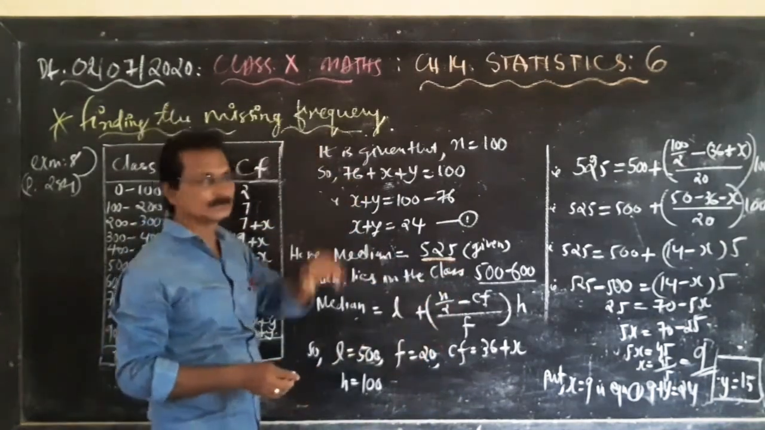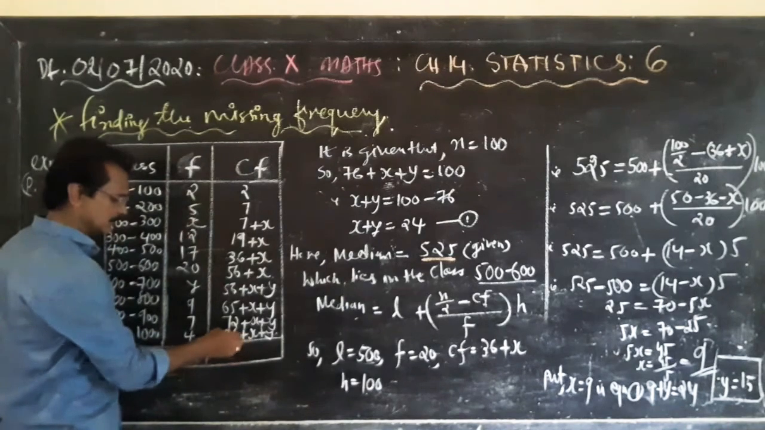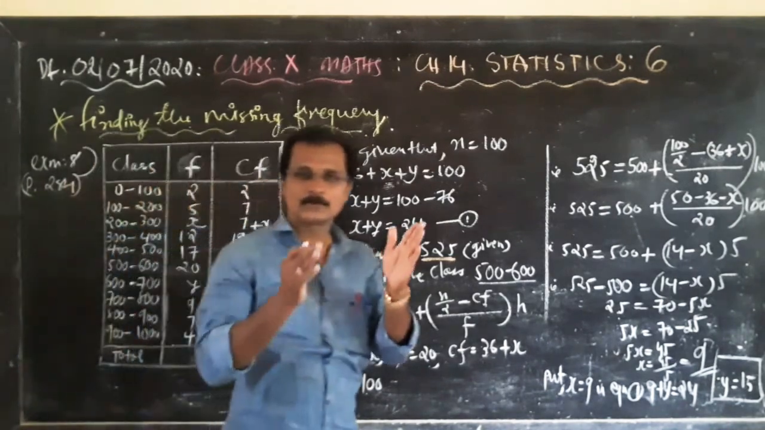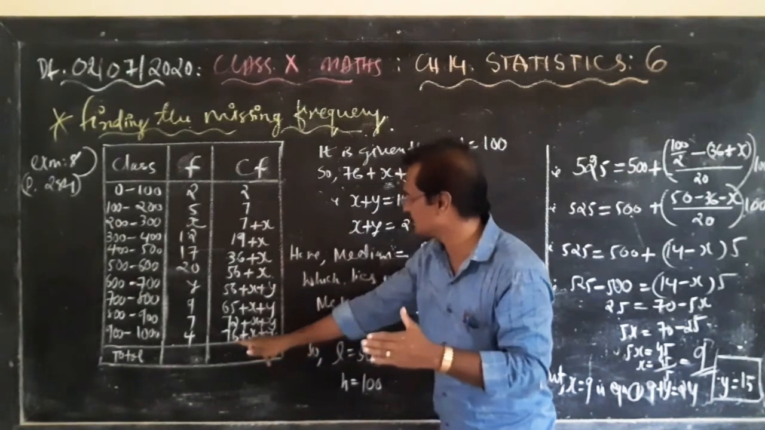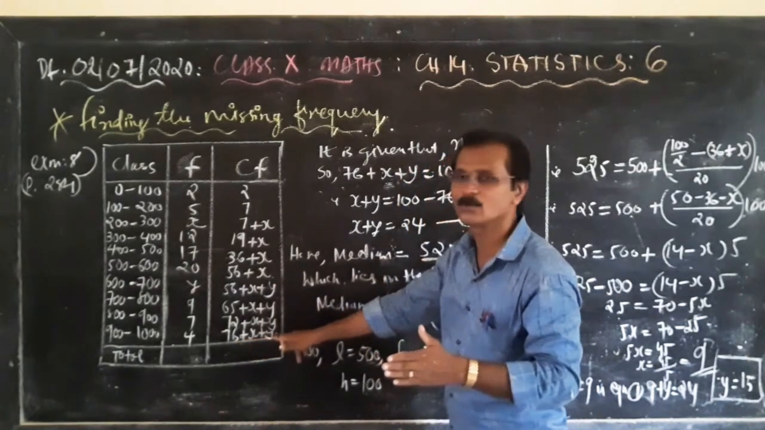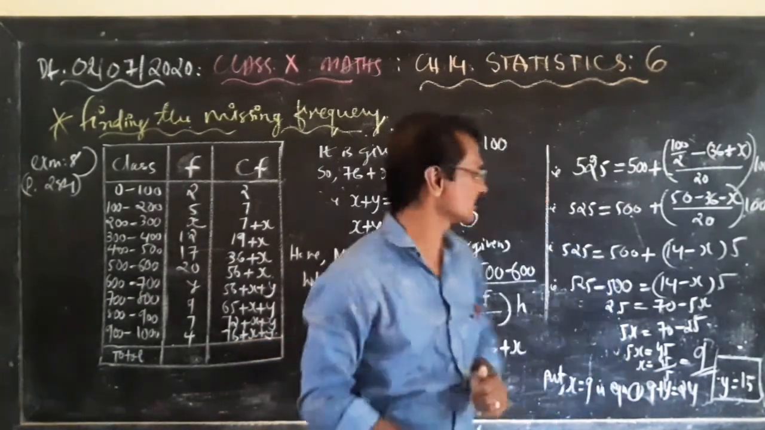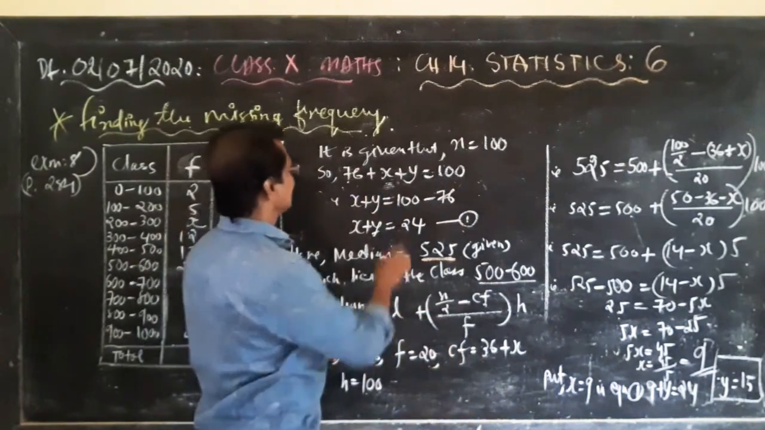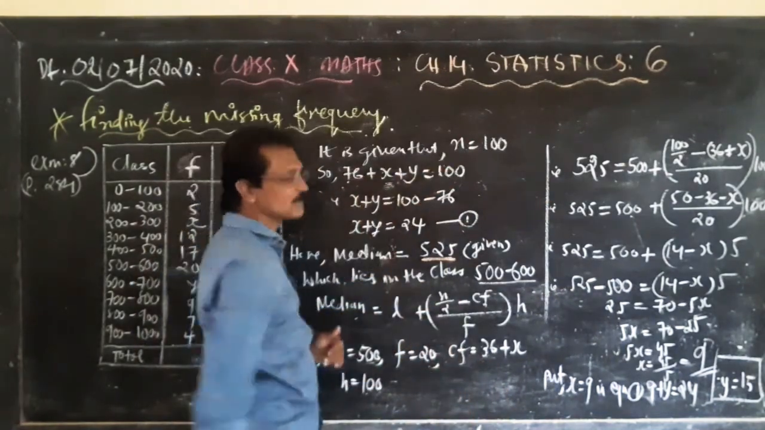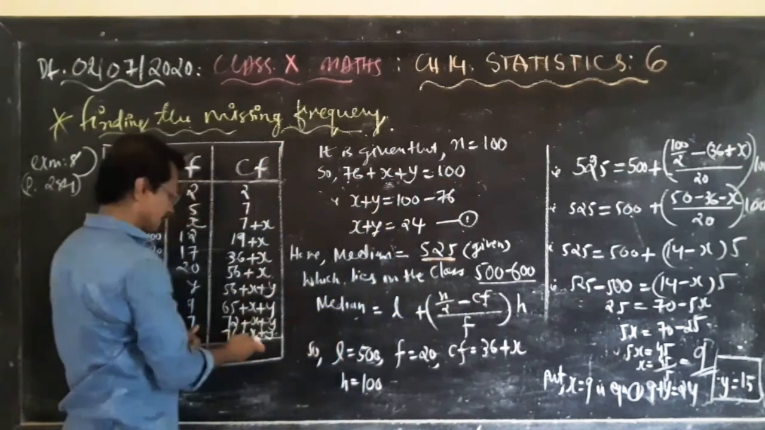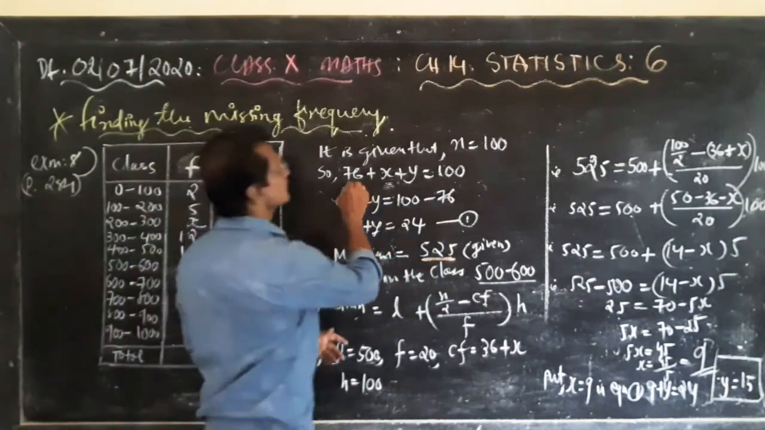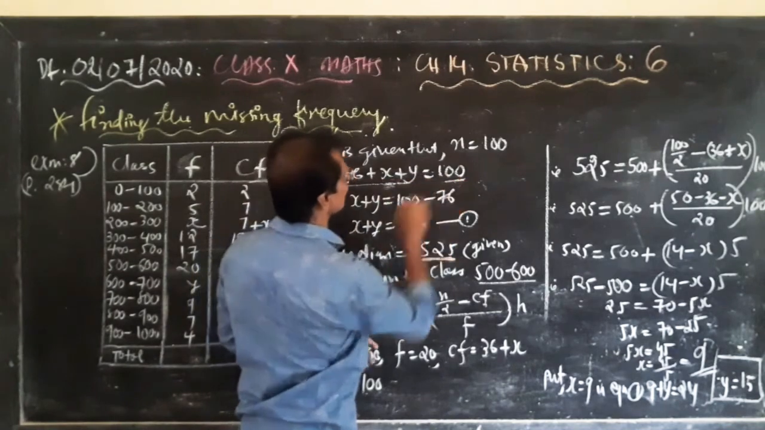Then what is the cumulative frequency? According to our calculation, the cumulative frequency, the total frequency, is 76 plus x plus y. So that is 76 plus x plus y equal to 100. This is the cumulative frequency: 76 plus x plus y equal to 100.